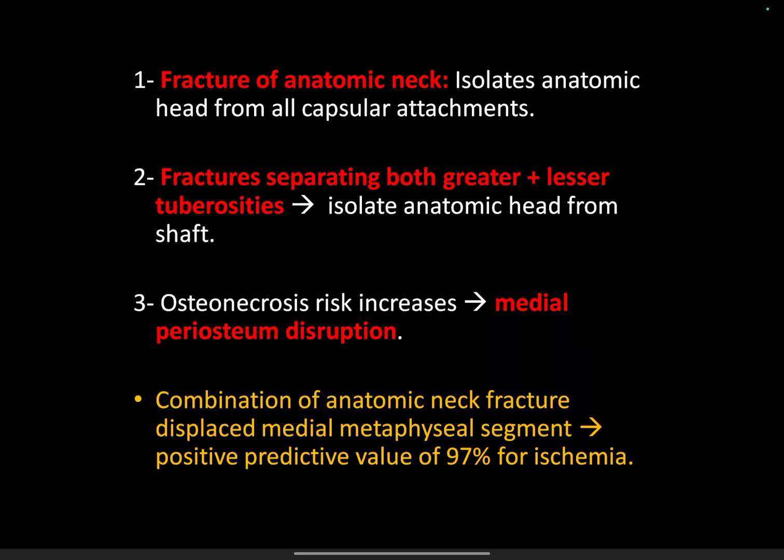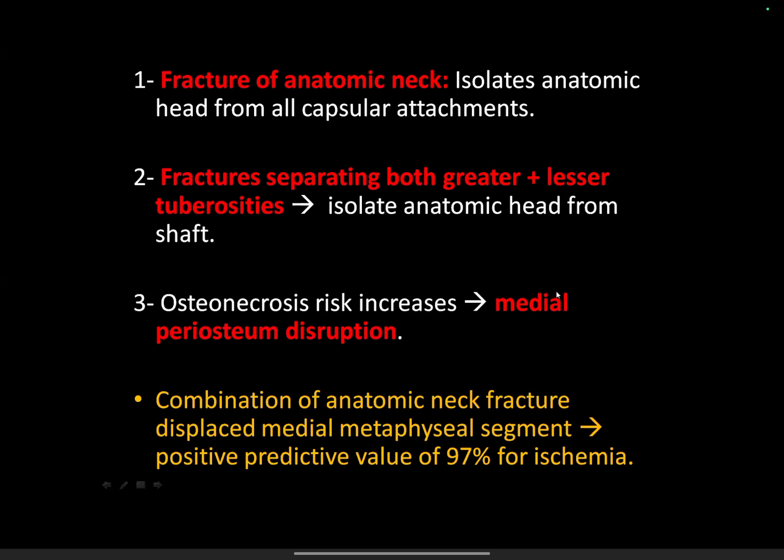Basically, any isolation of the anatomical neck from capsular attachment will increase the likelihood of avascular necrosis. Fractures that are separating the greater and lesser tuberosity will result in isolating the anatomical head from the rest of the humerus, and thus increasing the likelihood of avascular necrosis.